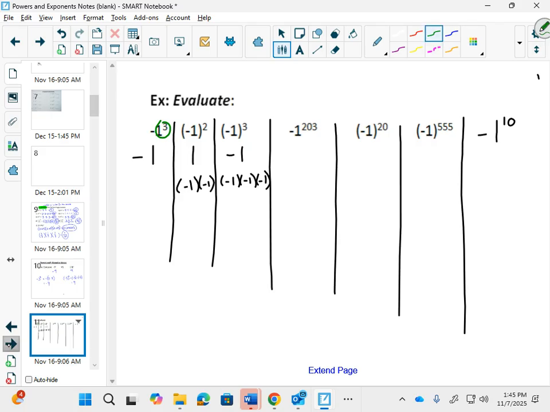This one is very similar to the first one. That 203 just hits the 1. So that green circle is equal to 1, and there's still a negative out in front. This one is negative 1.